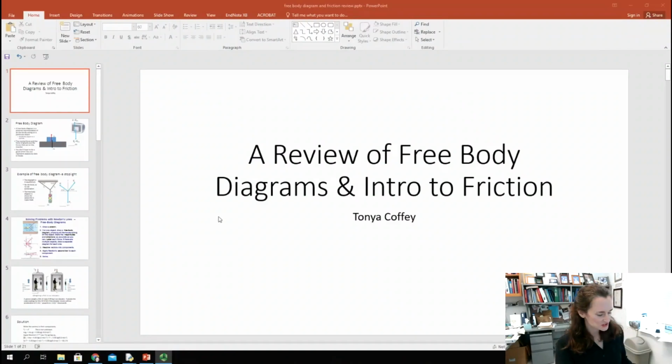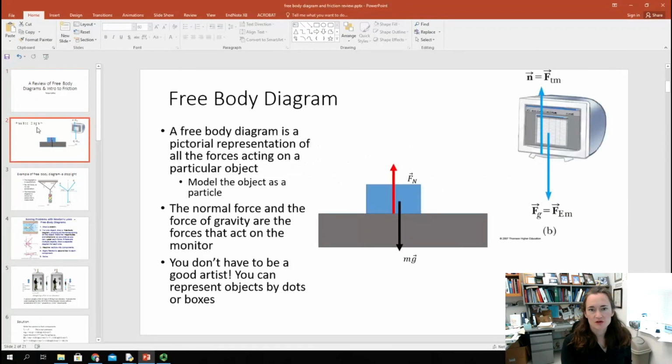Hi. So in today's lecture, I'd like to talk to you about a review of free body diagrams and also an introduction to friction. So you may remember that free body diagrams are pictorial representations of all the forces that are acting on a particular object, and they're very useful for being able to solve problems using Newton's laws. So what you're going to do in free body diagrams is you're going to model the object as a particle.